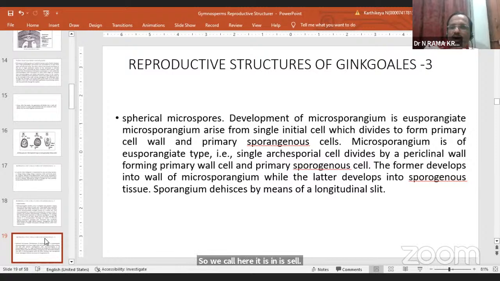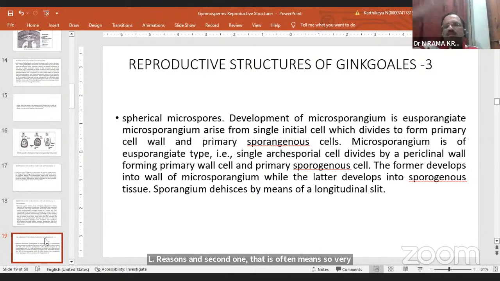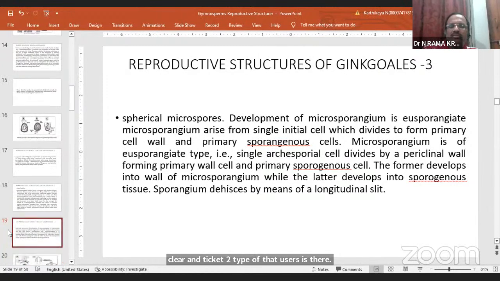First it is divided into two equal divisions. One is the primary sporogenous cell. The microsporangium is of eusporangiate type. A single archesporial cell divides by periclinal divisions and the second by anticlinal divisions. So two types of divisions are there. One is the basal cell, and the second one is the upper cell.